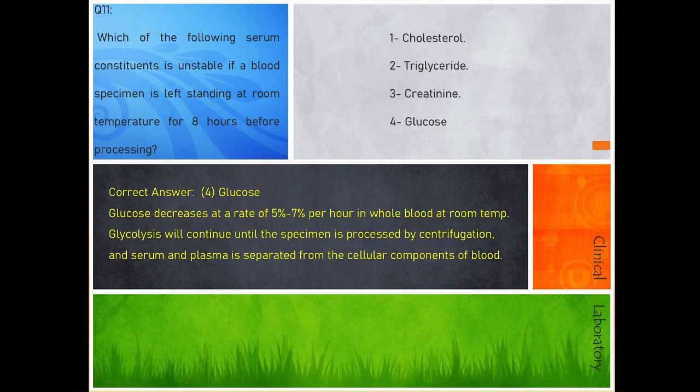4. Glucose. Glucose decreases at a rate of 5% to 7% per hour in whole blood at room temp. Glycolysis will continue until the specimen is processed by centrifugation, and serum and plasma is separated from the cellular components of blood.